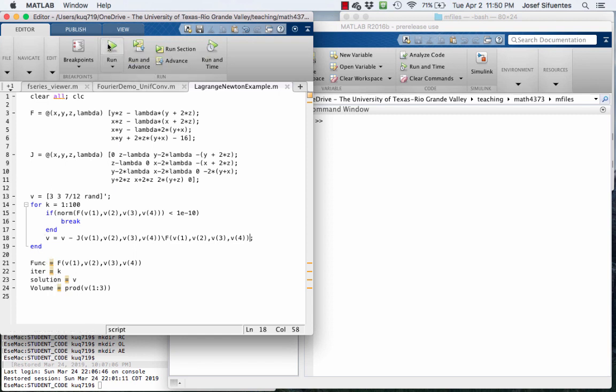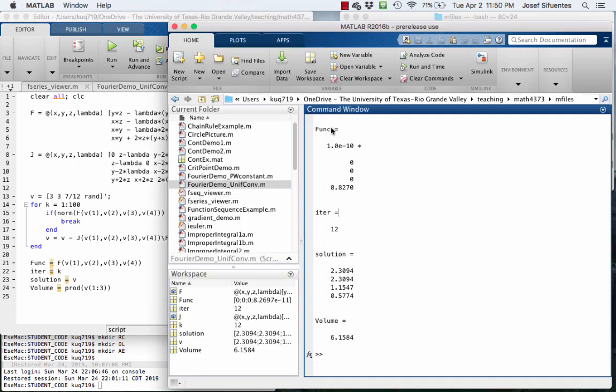So what happens? So here's my function at the end. It's of course on the order of 10 to the negative 10. It took 12 iterations to get there. And here's my solution, which is exactly what we would come to if we try to solve it by hand. But of course, why do it by hand if a computer can do it for you? Well, I guess because it's small and we can. But on industrial scale problems, this is the type of approach you'd want to use. And the optimal volume is approximately that.